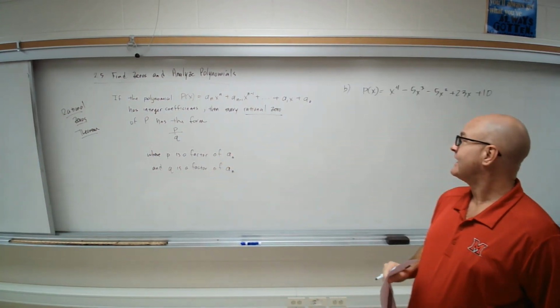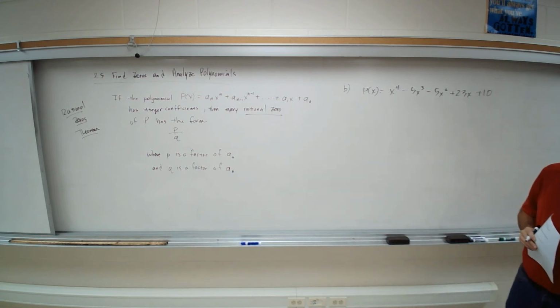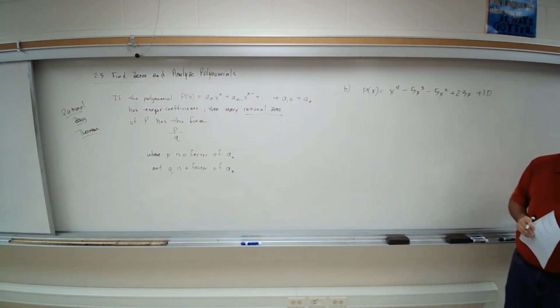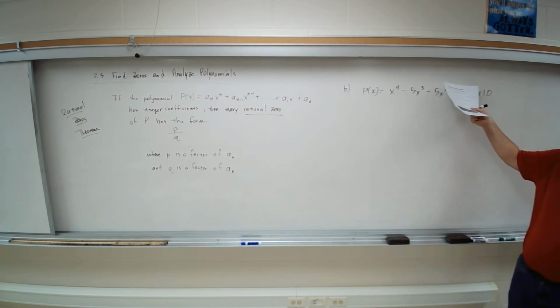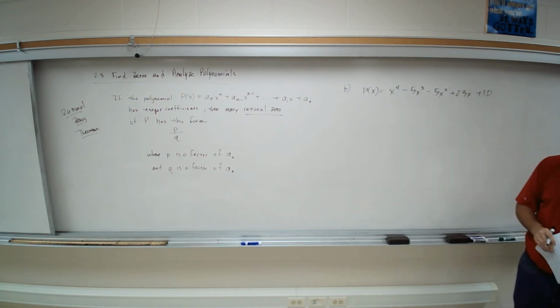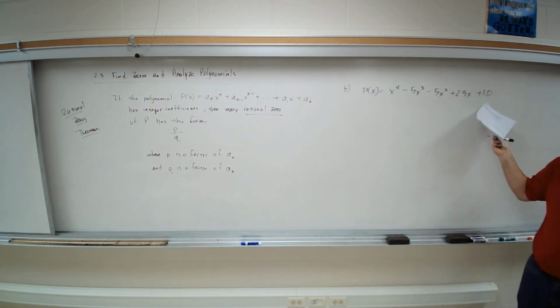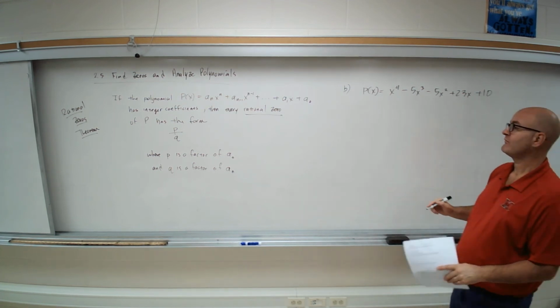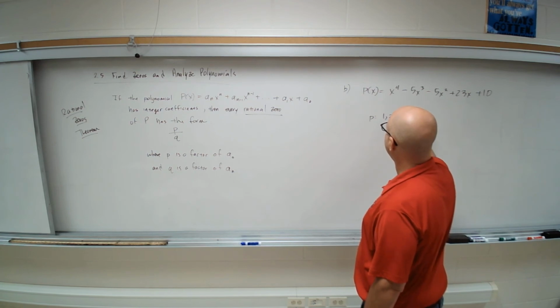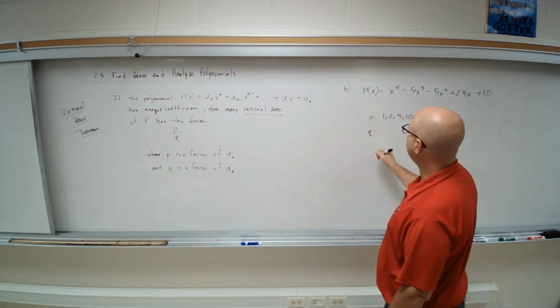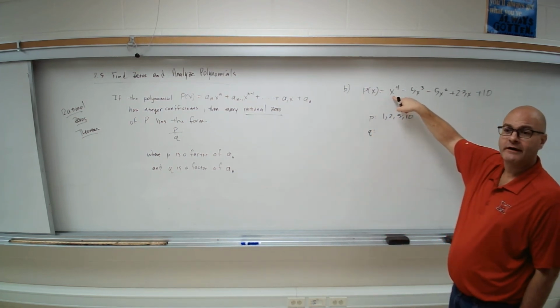So here is the second example. We have p of x equals x to the 4th minus 5x cubed minus 5x squared plus 23x plus 10. So again, none of the middle stuff matters, right? We're just looking for our p's and our q's. So again, p's would be the factors of 10. So that would be 1, 2, 5, and 10. And then the q's would be factors of 1.